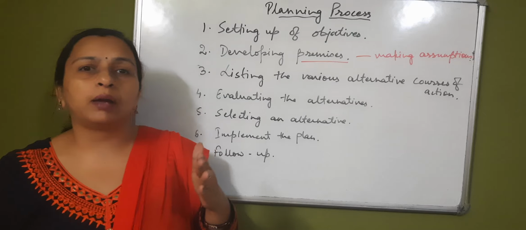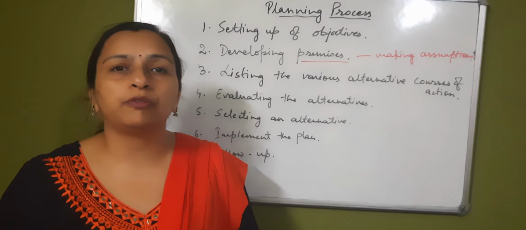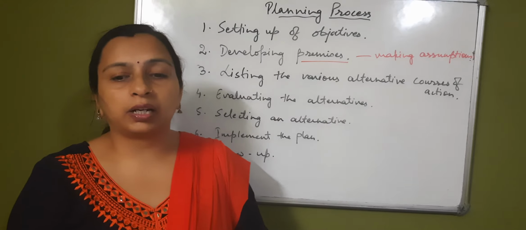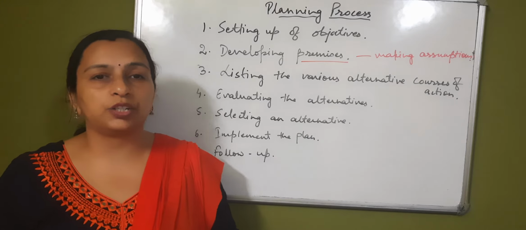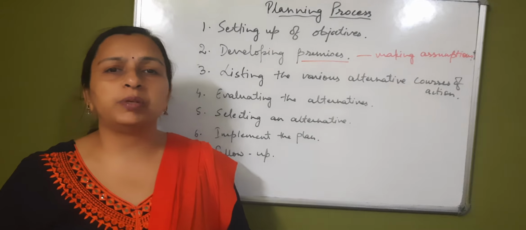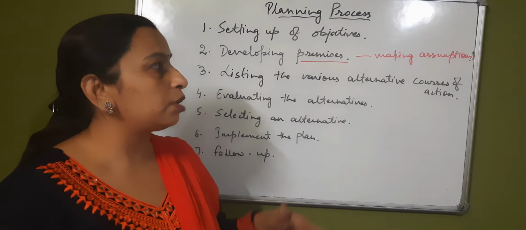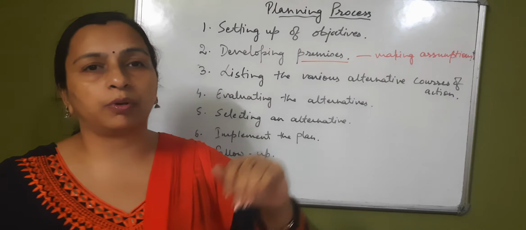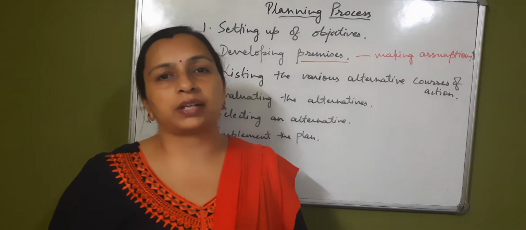See, whenever we are making plans or whenever we are predicting the future, we have to have certain assumptions, like if the prevailing conditions will remain the same, whatever conditions are now, that will remain same in the future, or there will be 10% changes or 20% changes. So this type of predictions or assumptions we make. So next is making assumptions about the future. Next is listing the various alternative courses of action.